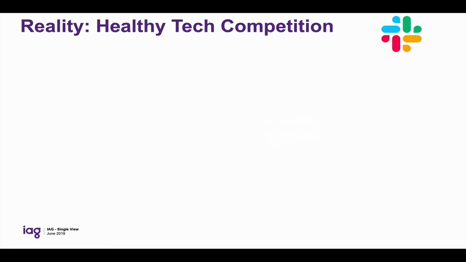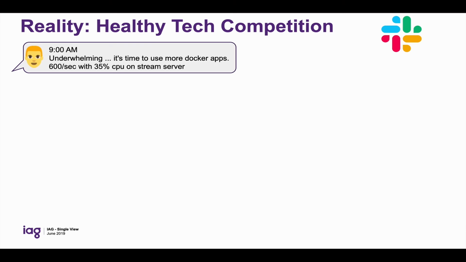And here's the reality, right? This is an actual demonstration of this in process and action. So here's some healthy tech competition between the application development team and the platform engineering team who manage the underlying infrastructure. Here you can see, underwhelming. It's time to use more Docker apps. We're only getting 600 records a second with 35% CPU on the stream server.